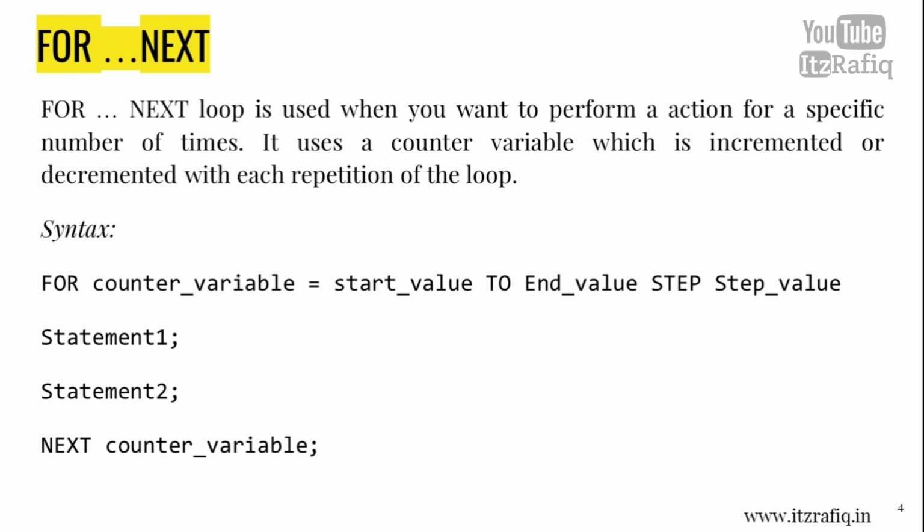Suppose I want to display numbers from 1 to 10. Then we have to write FOR counter = 1 TO 10 STEP 1, then PRINT counter, NEXT counter.